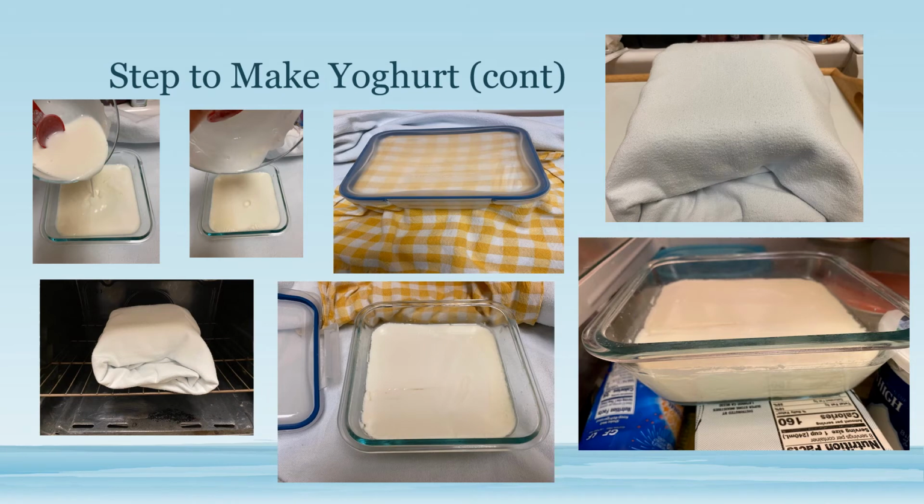And then prepare the oven. Heat it up to about 115 degrees and turn it off. Then put the container that you already wrapped with the blanket inside the oven for 4.5 hours. So again, for 4 hours and a half.